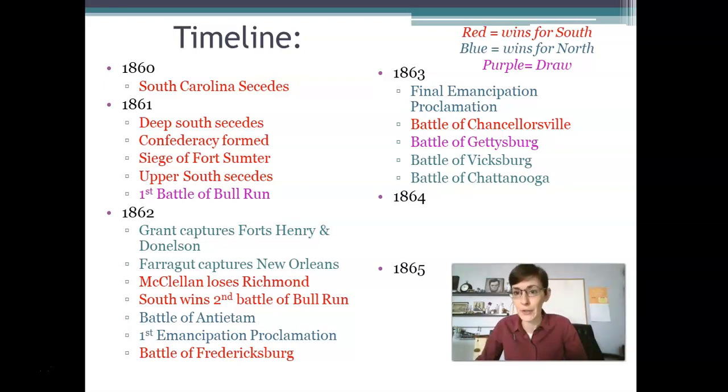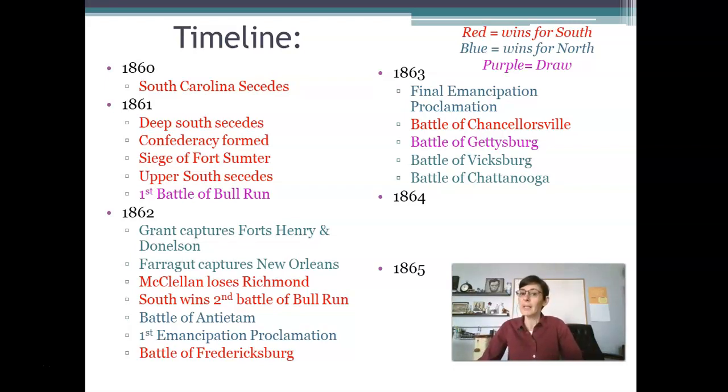The Battle of Chancellorsville is won by the South. Battle of Gettysburg is a draw. Now, the South ended up withdrawing. So technically, you could call it a win for the North, but both sides took so many casualties, the likes of which neither side had ever seen or experienced. It was incredibly bloody. Incredibly bloody. I cannot begin to overestimate the bloodiness of that particular battle. So we count that as a draw because each side took such heavy casualties.